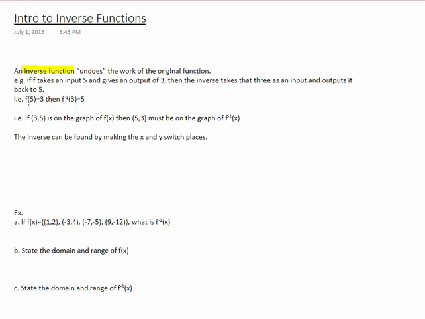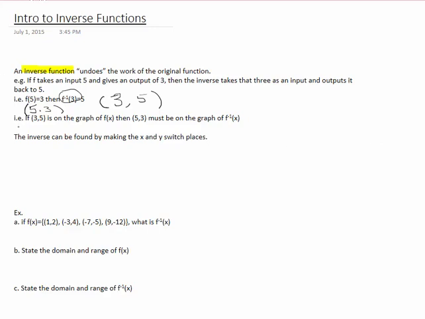So in this example here, remembering that 5 is an x value, that ordered pair is 5 with an output of 3, the y value being 3. So the inverse of that, that's what this little -1 represents, is exactly the opposite. It now has an x value of 3 and a y value of 5. So they're just switching places.